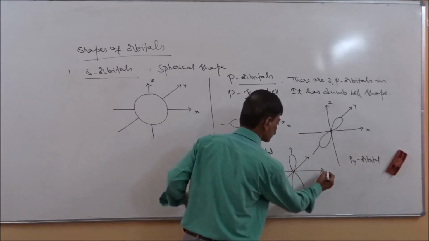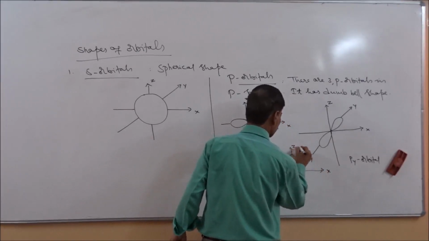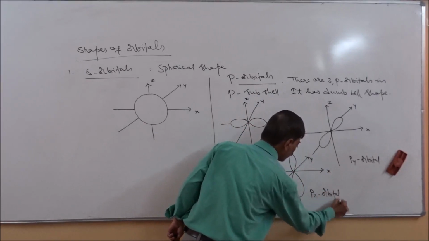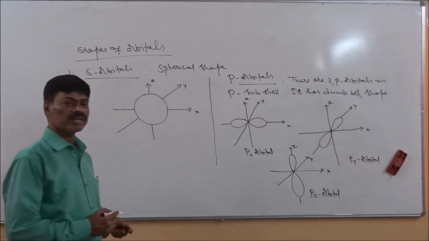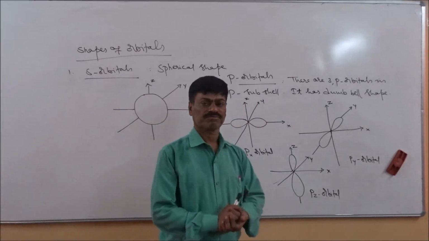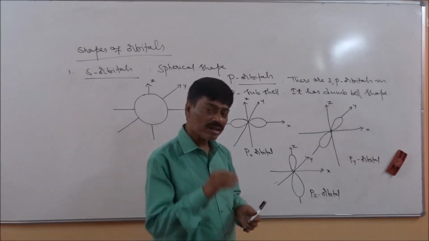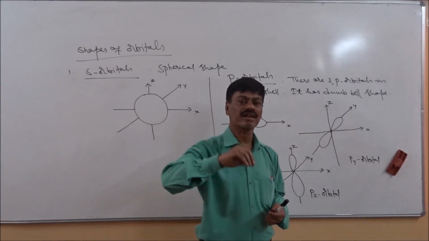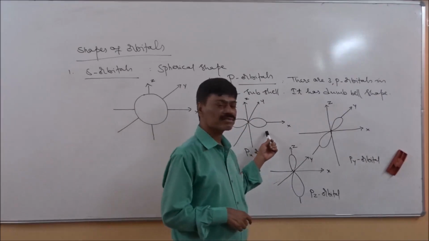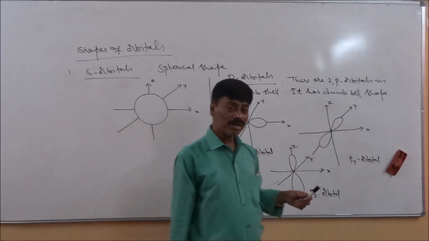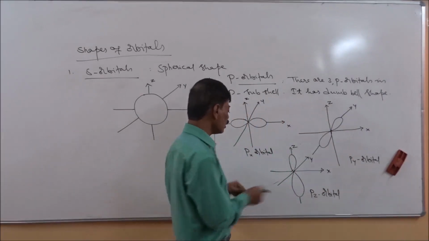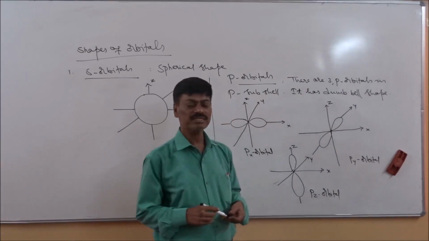This is pz. In this way we have three different orbitals. So shape of p orbital is dumbbell, and depending on the axis on which this dumbbell is lying, the name is given to that orbital. Like if dumbbell is there over x-axis, it is px orbital. If dumbbell is there over y-axis, it is py orbital. If dumbbell is there over z-axis, then it is said to be pz orbital.